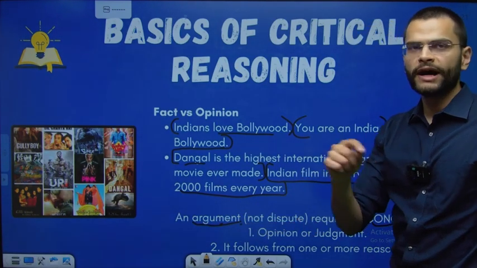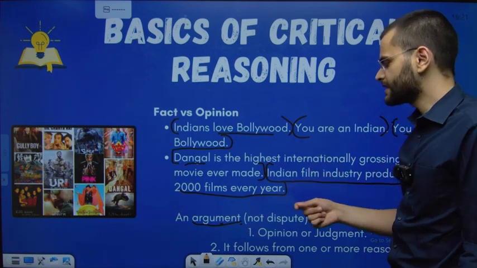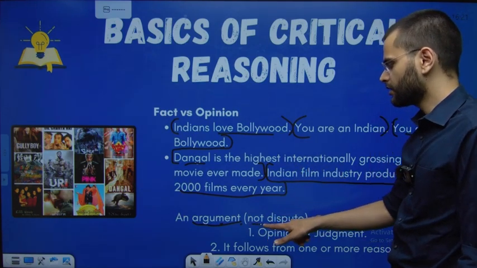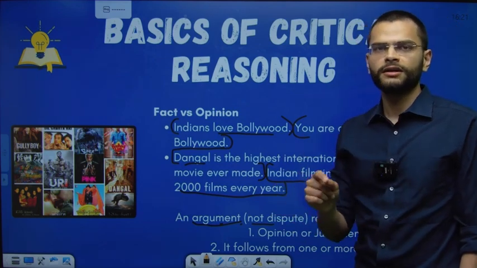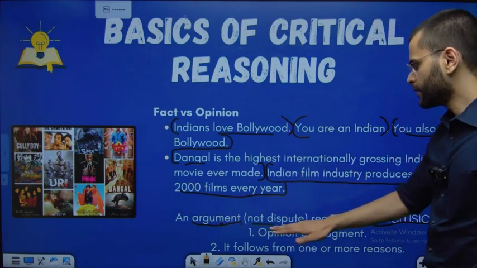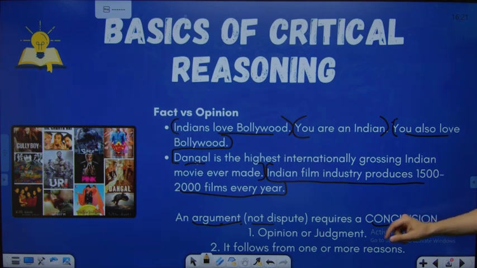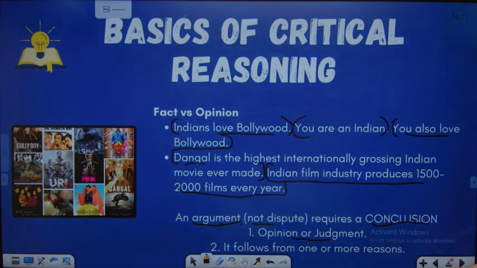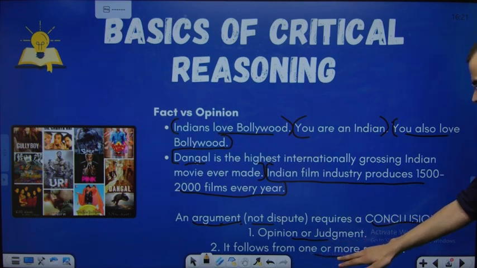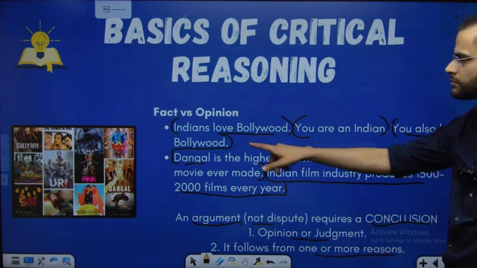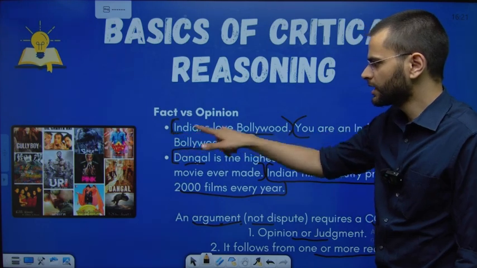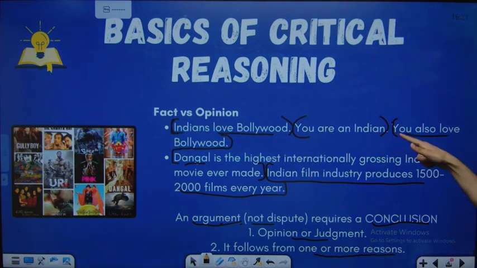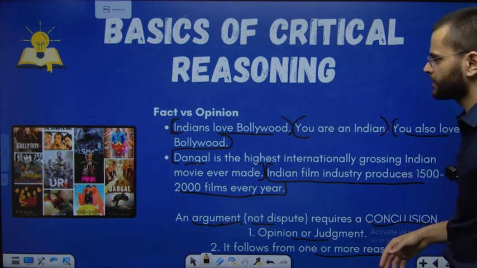Now, you might have heard argument in a typical sense of two people fighting with each other, but that's not how we interpret argument in terms of critical reasoning. An argument requires a conclusion which is based on the opinion or judgment of the author, and it follows from one or more reasons. So in this case, the reasons were Indians love Bollywood, you are an Indian, and therefore you also love Bollywood.